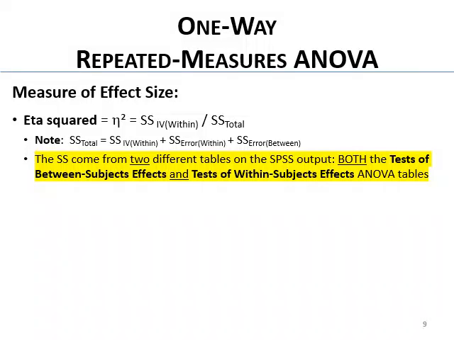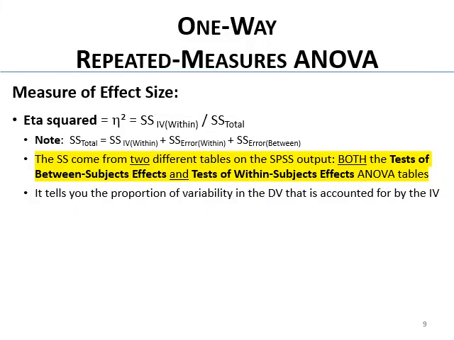So these 2 sum of squares errors come from different tables. There's like a within table and a between table. So you got to make sure to dig around until you get the right 3 things, which I'll show you on a later slide. And again, it just tells you the proportion of variability in the DV accounted for by the IV. How do you do APA format?